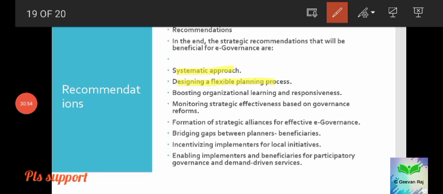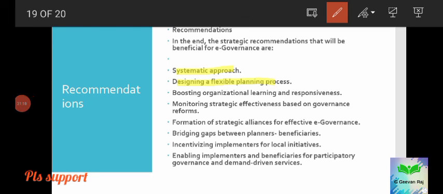Another major point is incentivizing implementers for local initiatives. So people or groups which are implementing the local initiatives should be given proper incentives so that they get encouraged further in the future also, and they will also do a good job if we provide them with proper incentives.